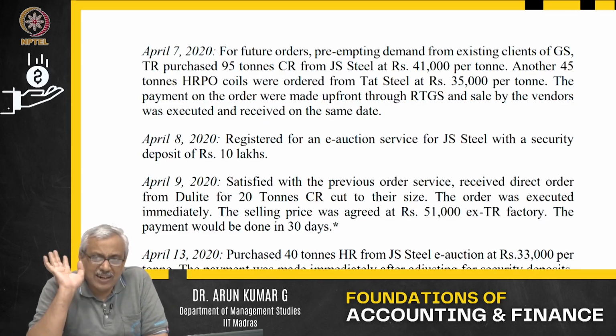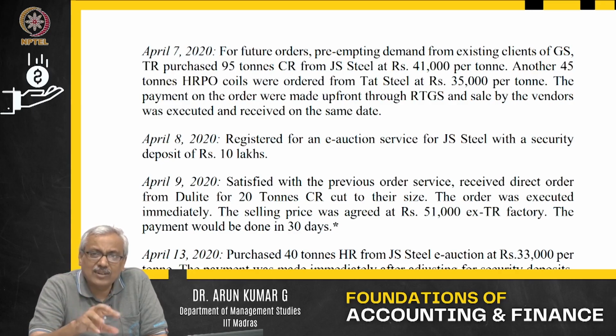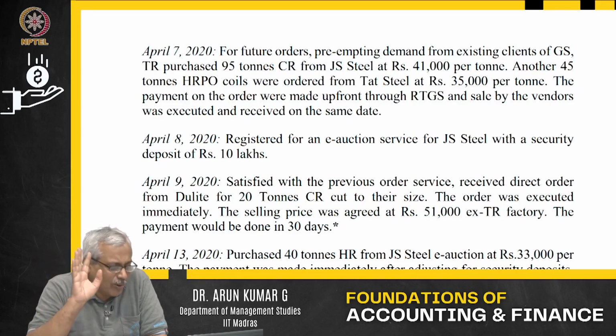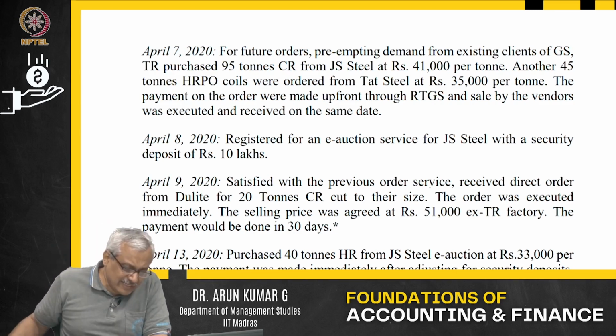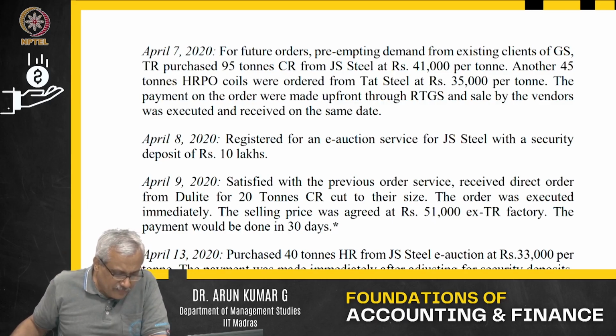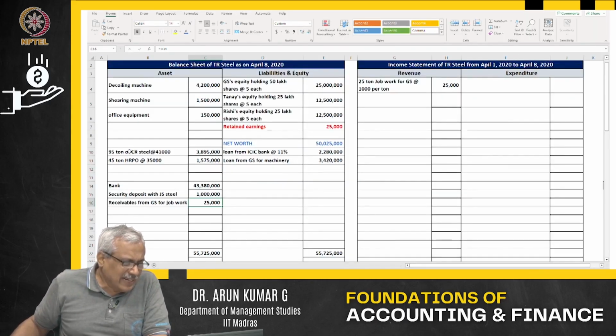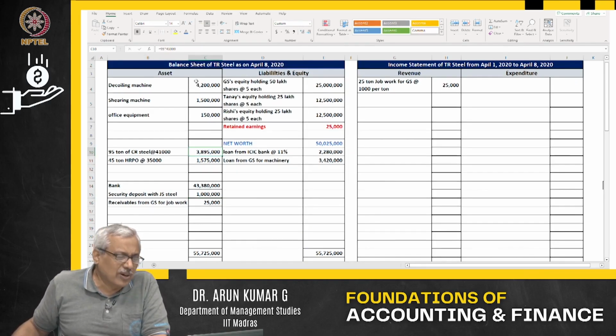Now you have received an order, contract. You have executed the order, you have performed the job. The order was delivered. How many tons have you utilized? 20 tons of CR. Let's go out here. When you utilize, what is that? 95 tons of CR is there as of now. You have utilized how much? 20 tons of CR is what you have utilized.